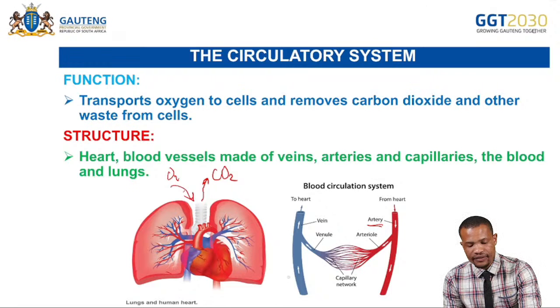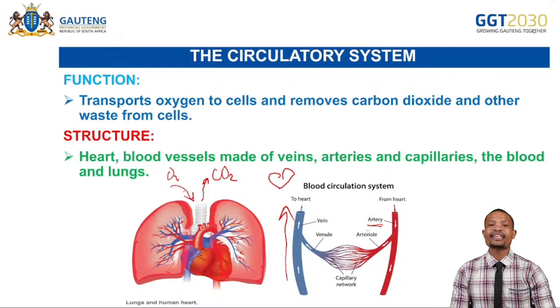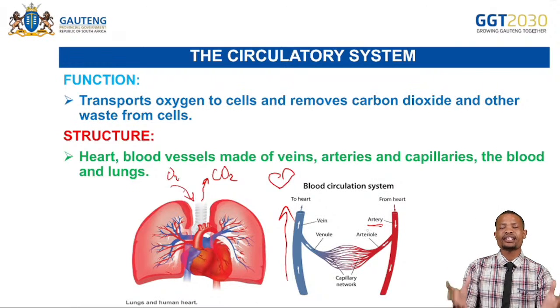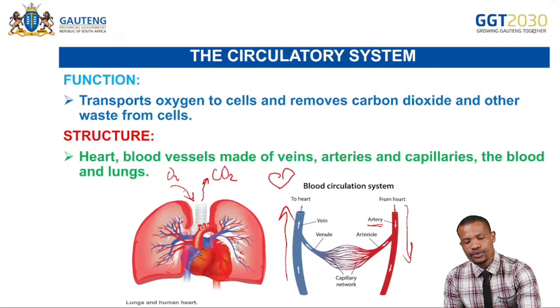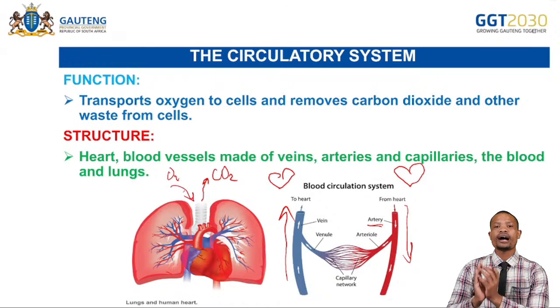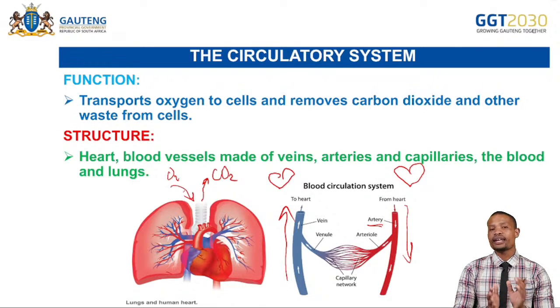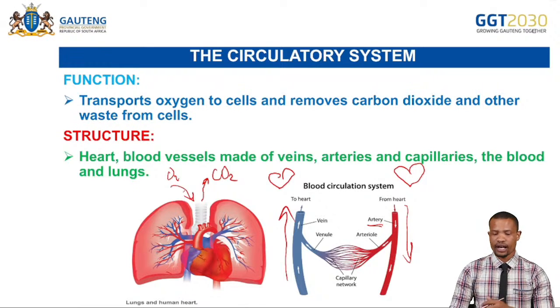Okay, this is the blood vessels that go into the heart. And then we have the arteries. The arteries carry oxygenated blood, blood that is rich in oxygen, from the heart to the rest of the body. So the artery carries blood that is rich in oxygen away from the heart. And then the vein carries blood that has less oxygen and more carbon dioxide to the heart.